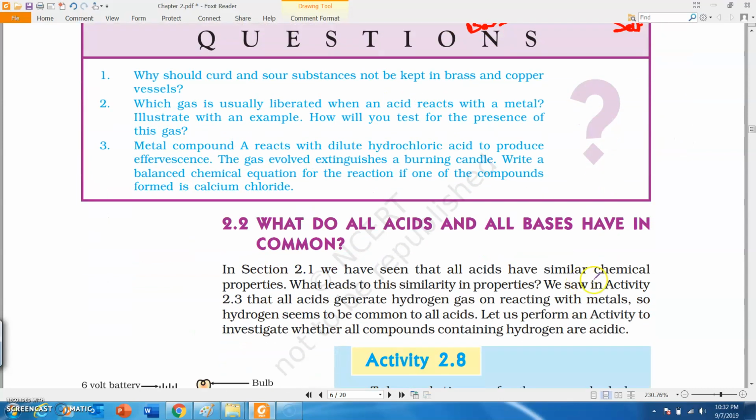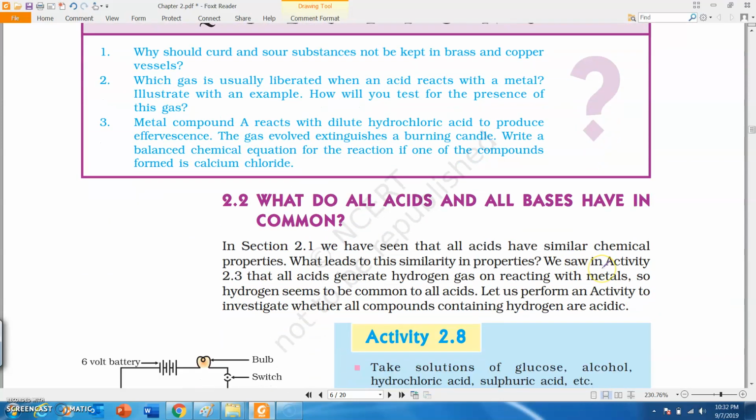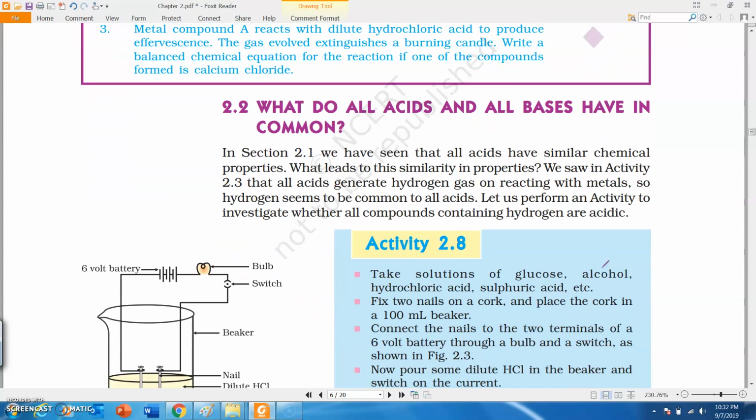The next is, what do all acids and all bases have in common? All acids, that means we can say HCl, HNO3 and H2SO4, even the weak acids, and all the bases, calcium hydroxide, sodium hydroxide, potassium hydroxide. What is common in all acids and what is common in all bases?